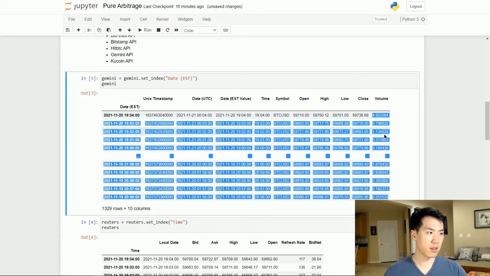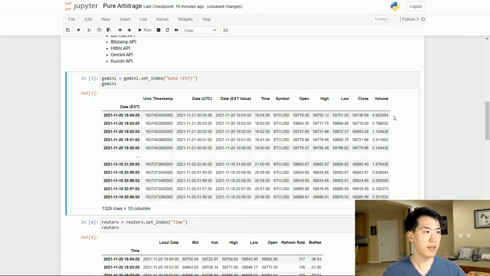Volume is essentially the number of coins traded, and just divide that by two to have a sense as to how many coins are actually being bought or sold on that counterpart.